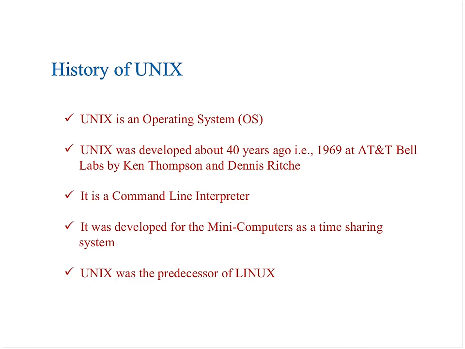Unix itself was developed more than 40 years ago, in 1969, at the AT&T Bell Labs. The two pioneers, Ken Thompson and Dennis Ritchie, were the main people developing this operating system. In fact, if you look at the timeline, it predates even the Windows operating system, which probably came into being in the 70s.